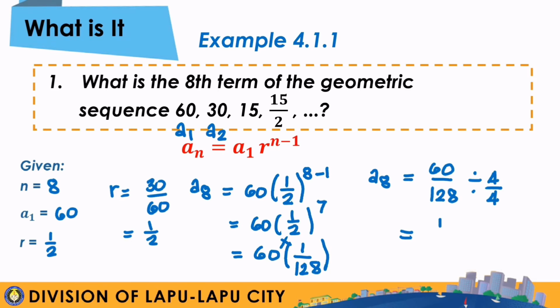60 divided by 4 is 15. What is 128 divided by 4? And that is 32. Does 15 and 32 have a common factor? I think not, so this is our final answer. So for number 1, the 8th term of the geometric sequence is 15 over 32.